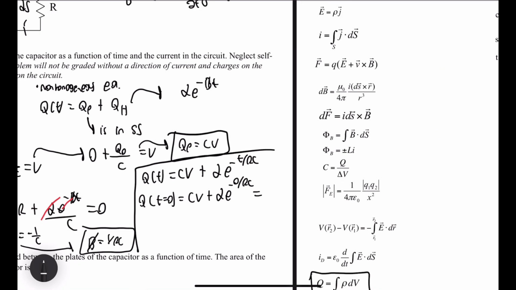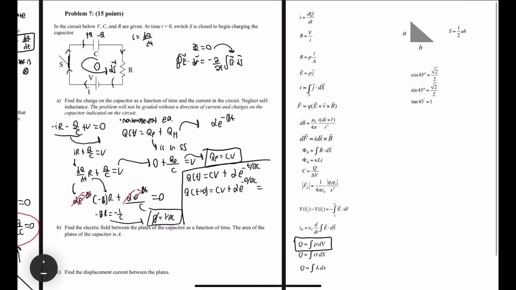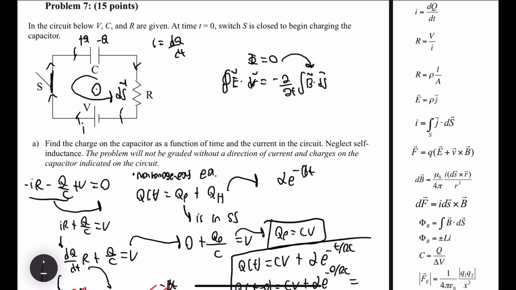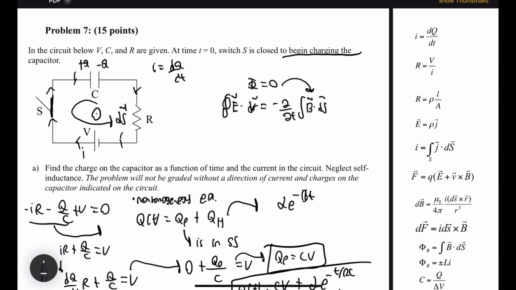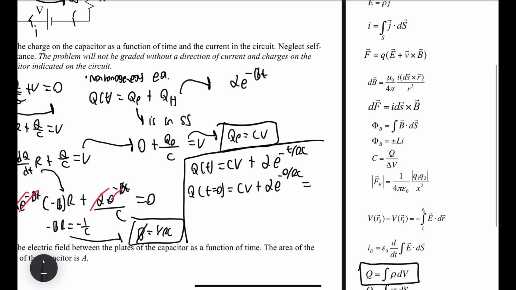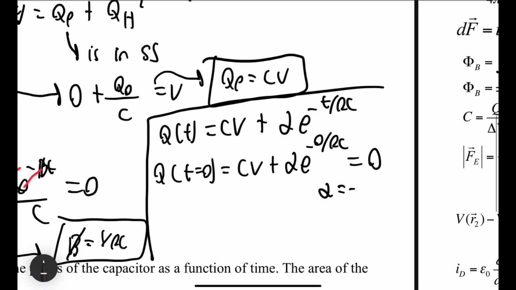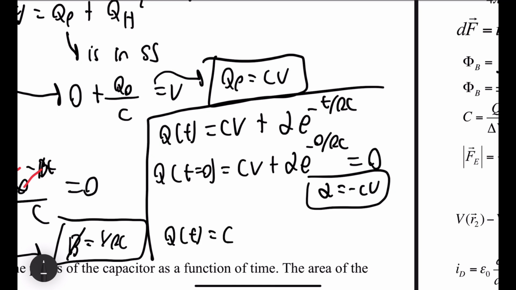And then we're going to say that the charge here is going to be equal to 0 because initially the switch is closed and it says it's going to begin charging. So originally there was no charge. So we set this equal to 0. So we get alpha is equal to negative CV, then Q of t would be CV. If I factor everything out, I would get 1 minus e to the negative t over RC.